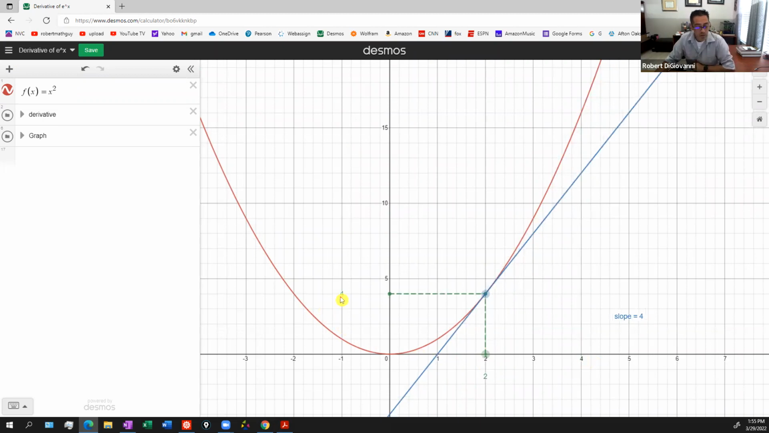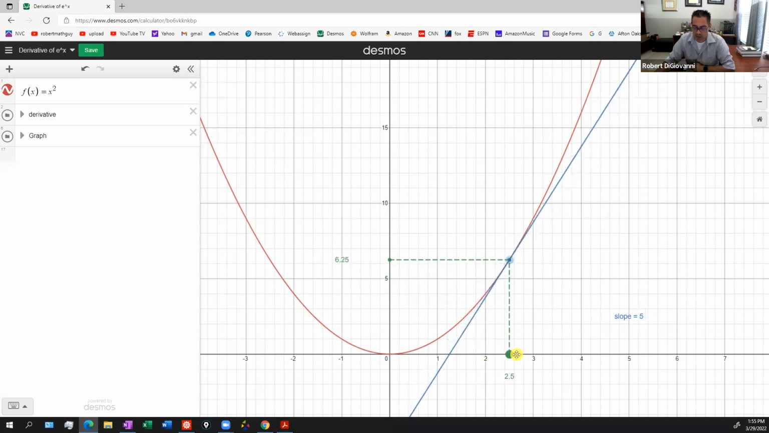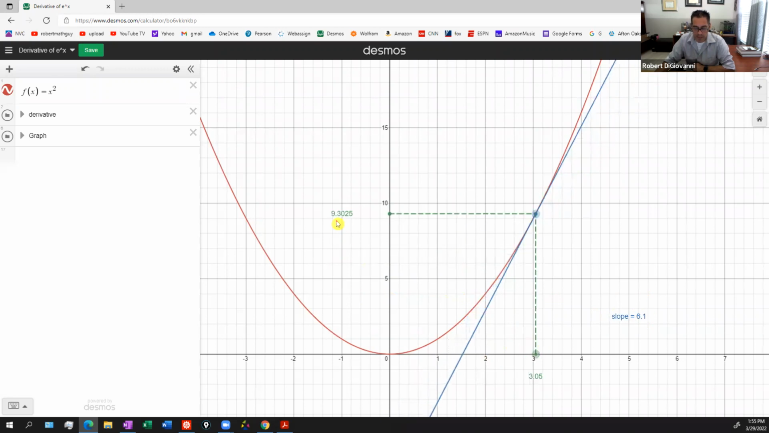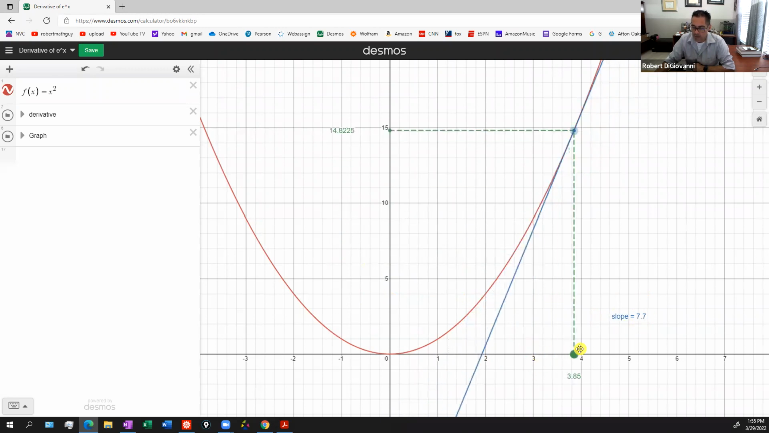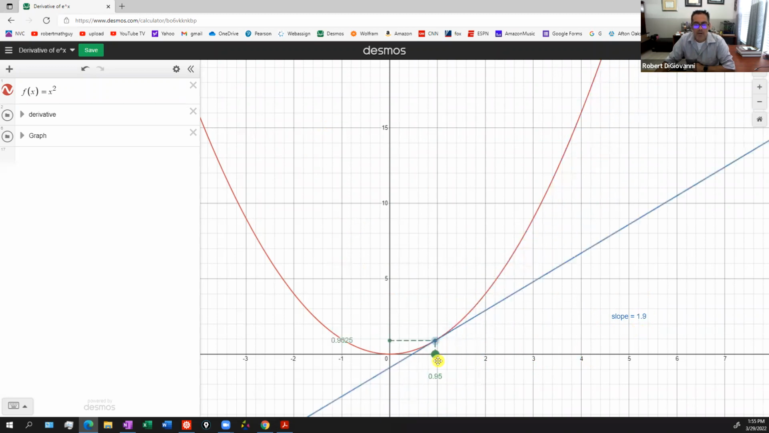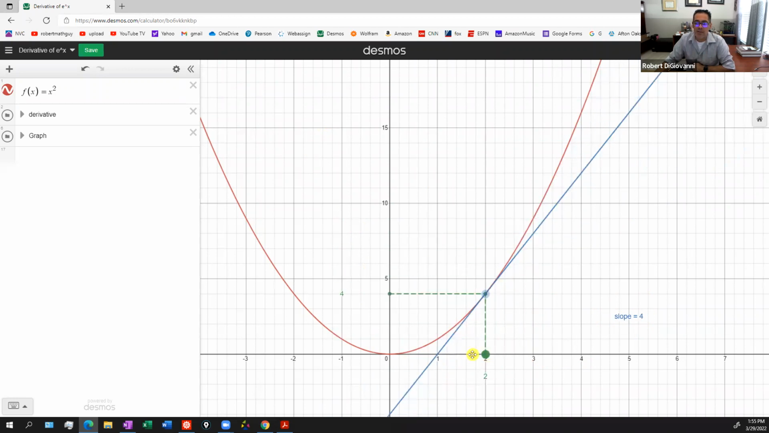At 2, the value of the function is 4 and the slope is 4. Hey, they match there, don't they? They match there, but that's the only place they match. If I continue to move this, look, 9.3, 6.1. 15.6, 7.9. There was only one place they matched, right? Everywhere else they were different.